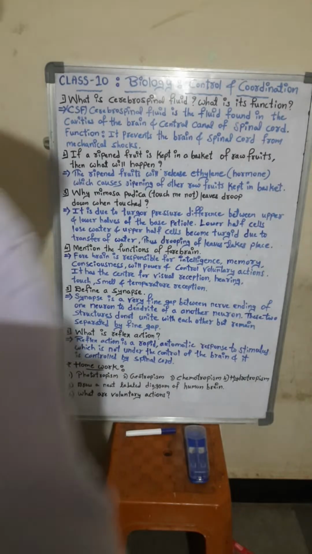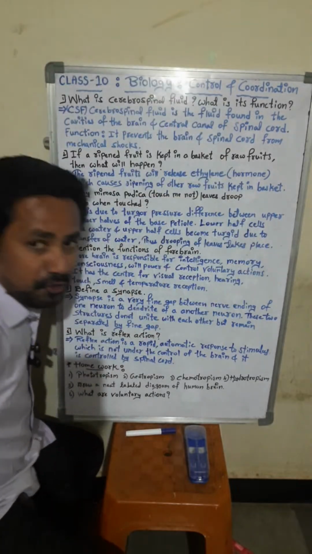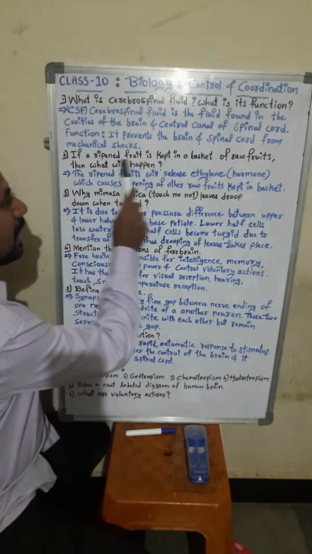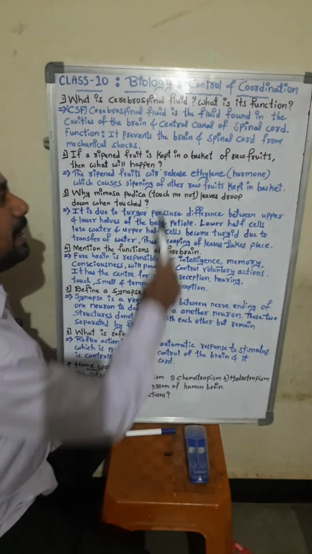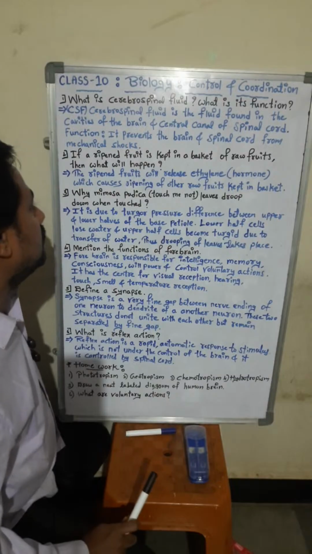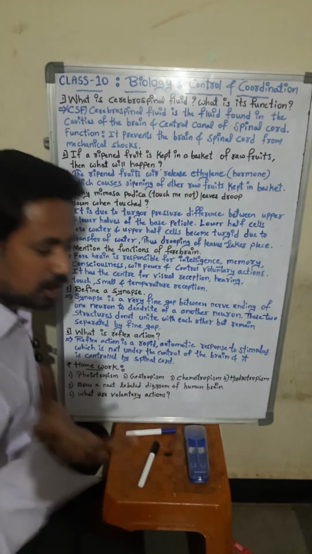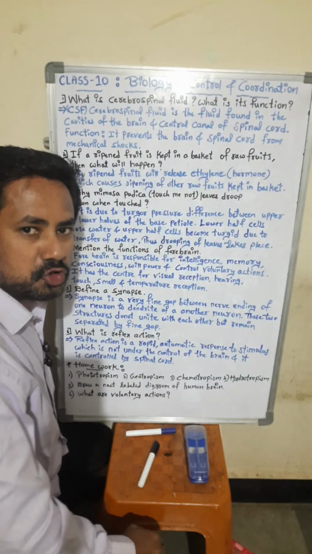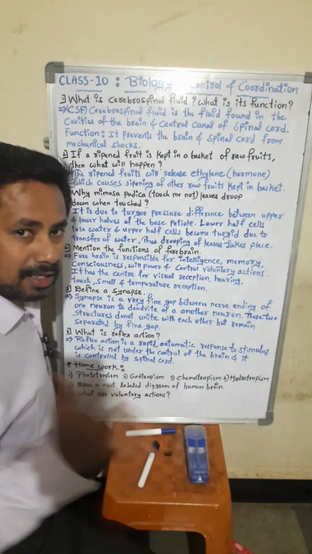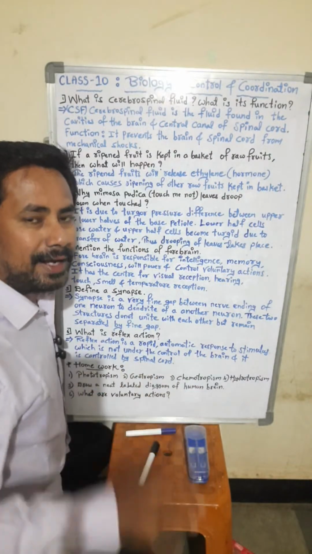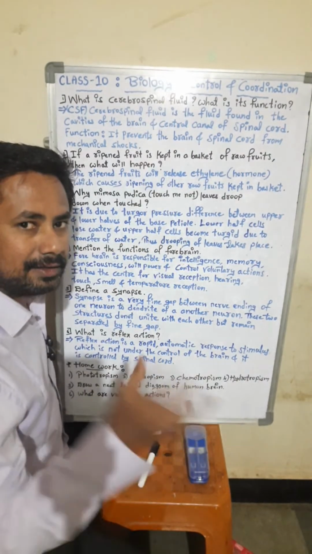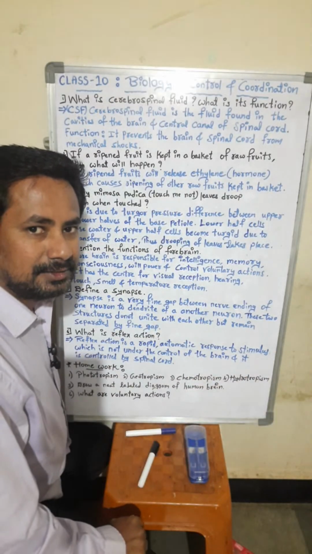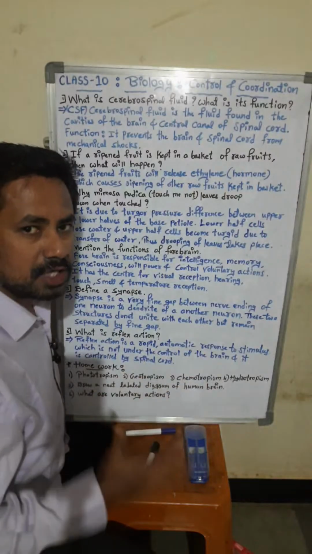Shall we continue with the second important question of control and coordination, class 10? If a ripened fruit is kept in a basket of raw fruits, then what will happen? First we should understand the question. What is the meaning of the question? If we keep a ripened fruit among raw fruits that are not yet ripe, what happens? All raw fruits are there, students.